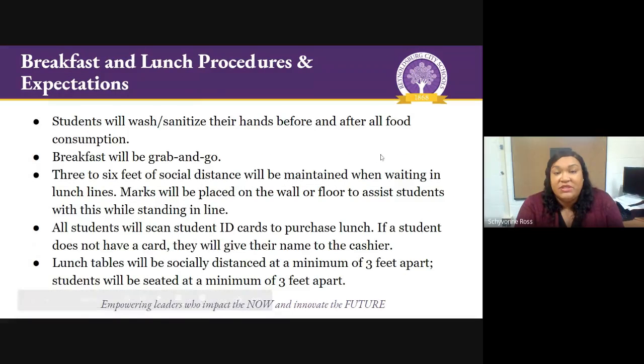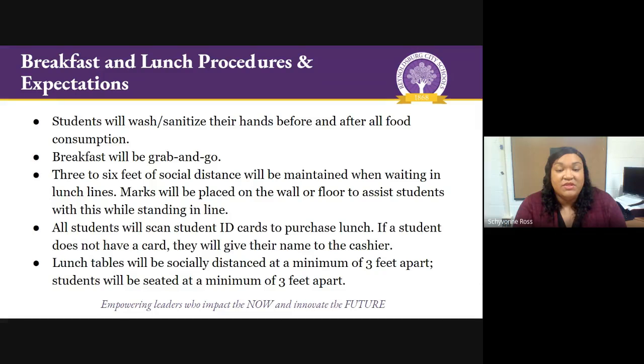Breakfast and lunch procedures and expectations are as follows. Students will wash and sanitize their hands before and after all food consumption. Breakfast will be grab and go. 3 to 6 feet of social distance will be maintained when waiting in lunch lines. Marks will be placed on the wall or floor to assist students with this while standing in line. All students will scan student ID cards to purchase lunch. If a student does not have a card, they will give their name to the cashier.